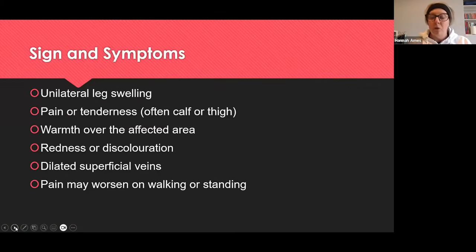So how would we know someone's got a DVT? What are those signs and symptoms? So they might have unilateral leg swelling. So they might have one leg which is significantly larger and swollen than the other, particularly around the calf area. They might have pain and tenderness as well, in the calf or the thigh, there can be increased warmth in that affected area and discoloration or redness of the skin. There might be some dilated, smaller superficial veins, which you might be able to see. And when the patient walks or stands, the pain is a lot worse. So those are the classic signs and symptoms.